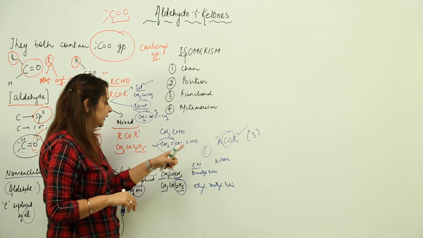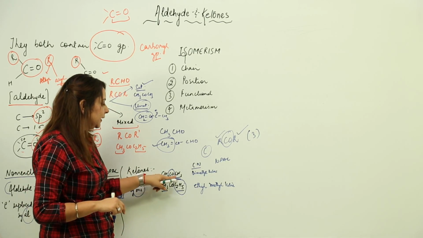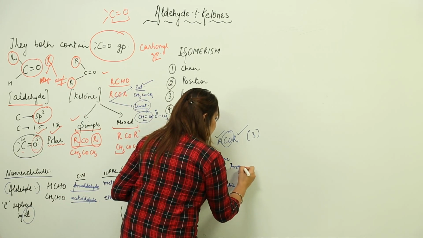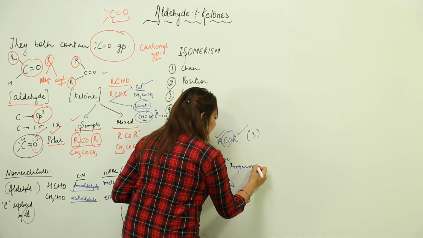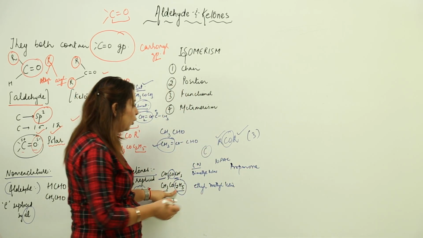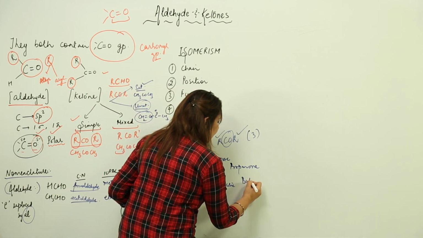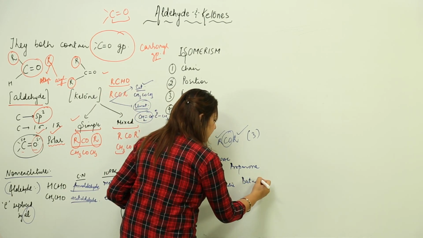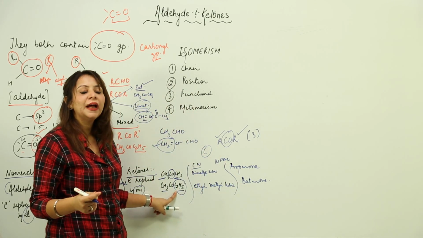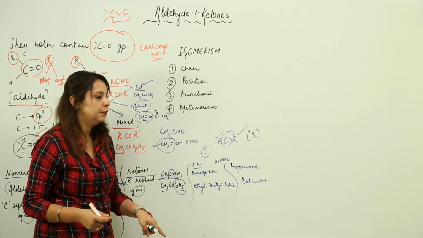And if you write the IUPAC name, it contains 3 carbon atoms. So 3 means prop, AN we need to put, E is replaced by One. So it becomes propanone. And here 1, 2, 3, 4. So 4 carbon atoms, that means but, AN we need to write, E is replaced by One. So it is butanone. So likewise you will be writing IUPAC and common names for the rest of the members.